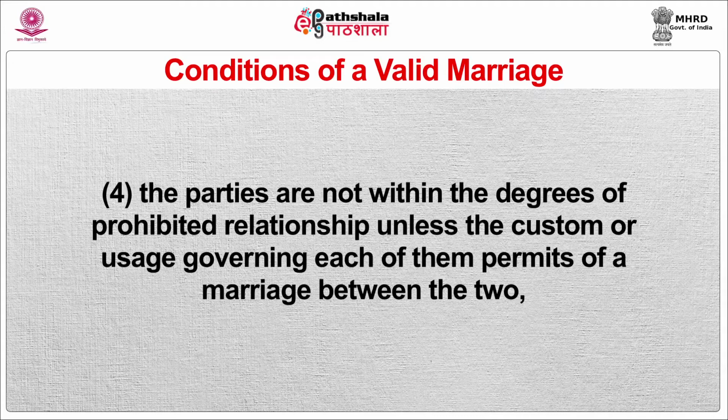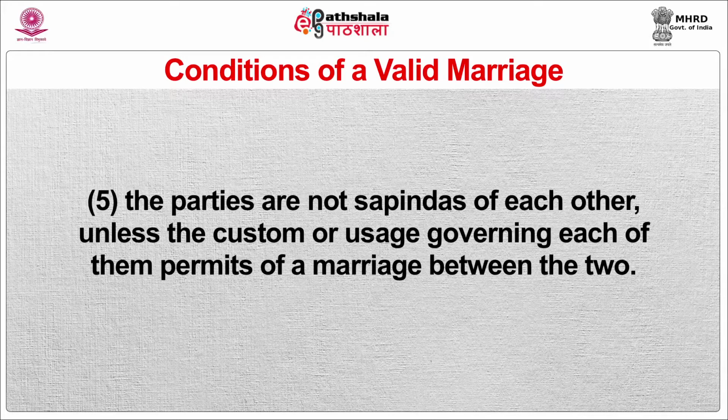The parties must not be within degrees of prohibited relationship, for example, a close blood relationship, unless the custom or usage governing each of them permits a marriage between the two. The parties are also not allowed to be sapindars of each other, unless the custom or usage governing each of them permits a marriage between them. Section 7 of the Hindu Marriage Act from 1955 states that a Hindu marriage is solemnized when undertaken in accordance with the customary rites and ceremonies of either party thereto.